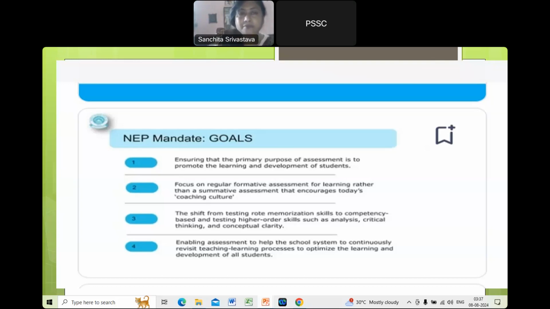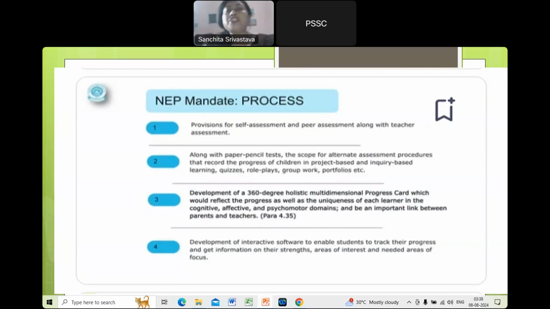Now you see, what is the process? Now, provision for self-assessment and peer assessment along with teachers' assessment. That means teachers are doing the assessment, right? When you are checking the paper, when you are setting the classwork, that is also a small assessment. Not only the formative, summative, periodics, not just that. Everyday classwork and homework correction come under assessment and evaluation, right? But the provision for self-assessment is something very, very different and very, very important.